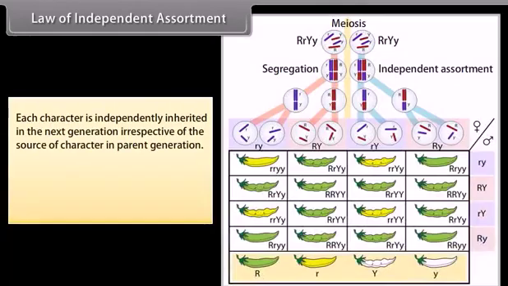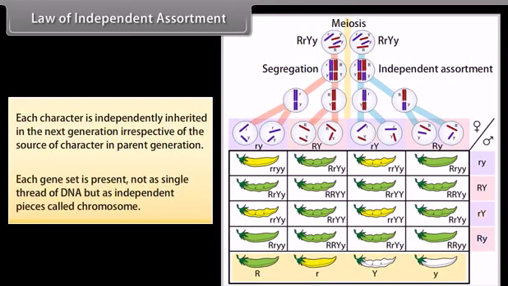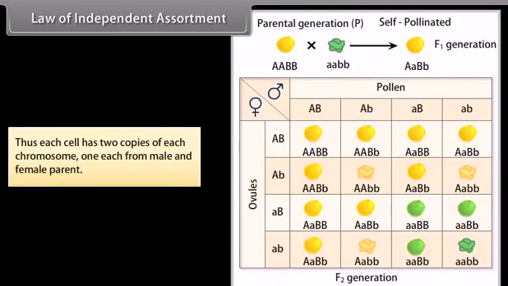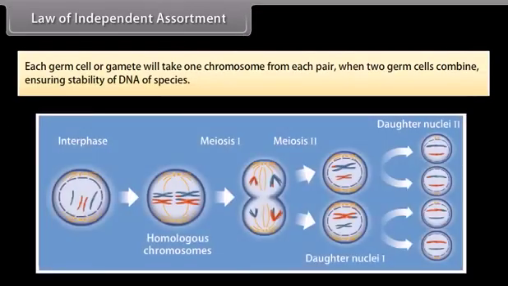Law of independent assortment. Each character is independently inherited in the next generation irrespective of the source of the character in the parent generation. Each gene set is present not as a single thread of DNA but as independent pieces called chromosomes. Thus, each cell has two copies of each chromosome, one each from the male and female parent. Each germ cell or gamete will take one chromosome from each pair, and when two germ cells combine, this ensures the stability of the DNA of the species.